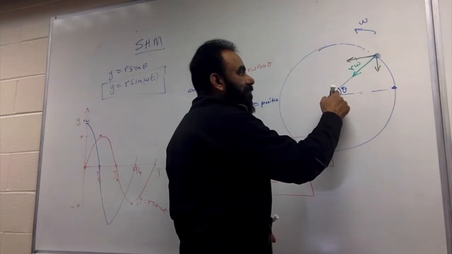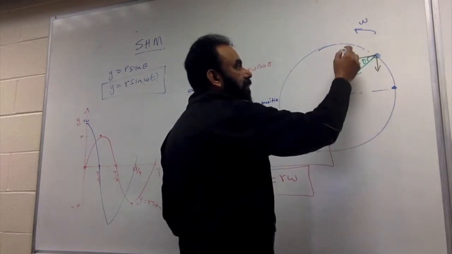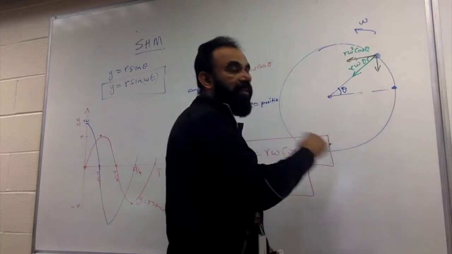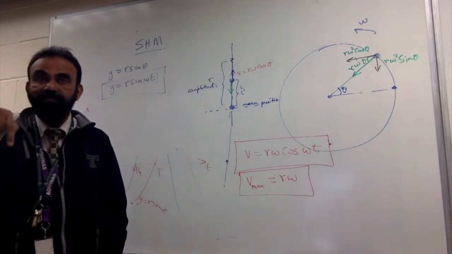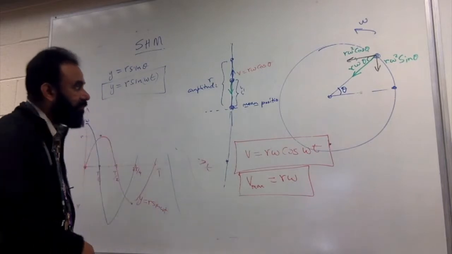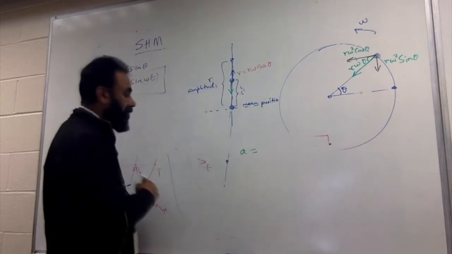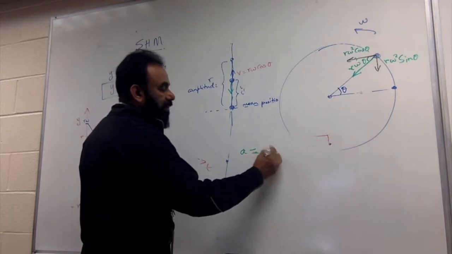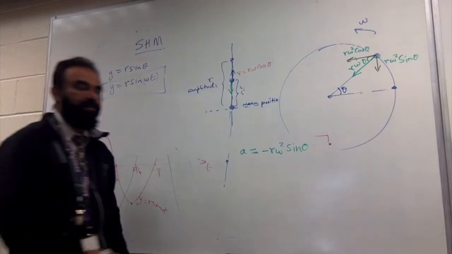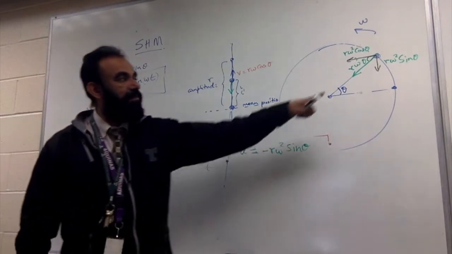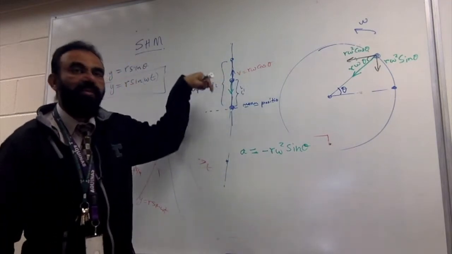Now how do you resolve it? This is theta, that is theta, correct? What is this component of the acceleration? R omega square cosine theta. And what is this one? R omega squared sine theta. And which way is it? I'm going to put the minus sign because it's already downward. So acceleration in simple harmonic motion is minus r omega square sine theta. Why minus? Because I brought this minus in because it is pointing downward. When the displacement is positive, acceleration is that way.